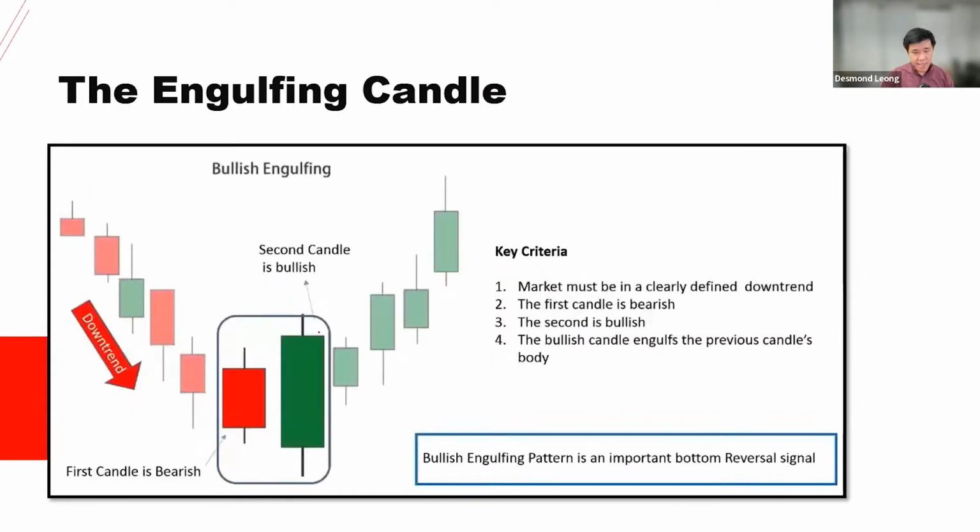This is technically how it's supposed to happen, right? A bullish engulfing candle happens after a downtrend, right? There is a nice little candle here. Then the first candle has to be bearish. And then, of course, the bullish candle comes in and engulfs it entirely. And then that's where you see a nice little reversal.